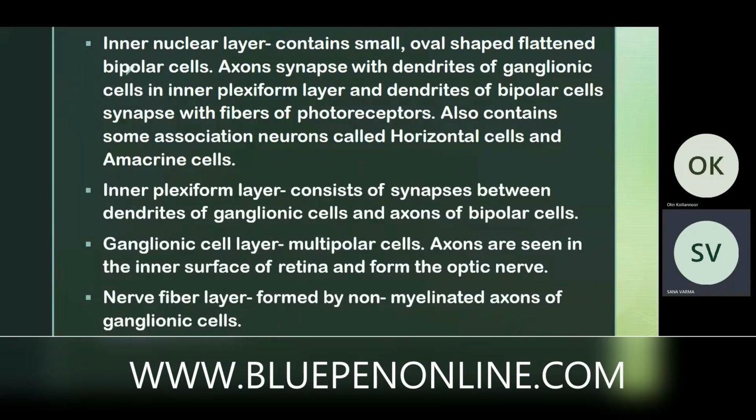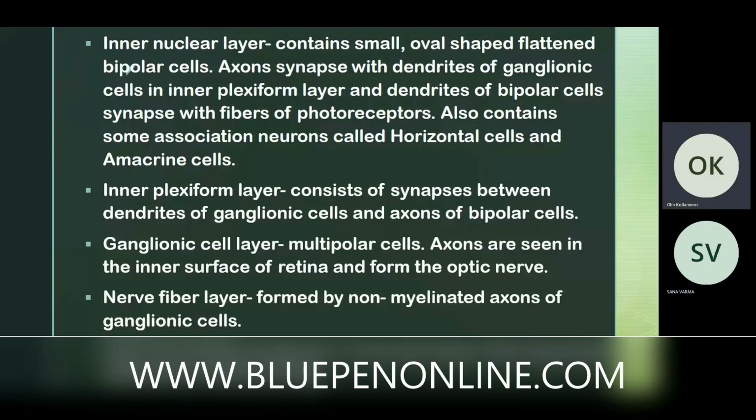And the previous ones, outer plexiform layer, then outer nuclear layer, then photoreceptor layer, and the pigmented epithelium, all of these form the pigmented retina. Is it clear? Okay. And the last one is the internal limiting membrane, which is the innermost layer that separates retina from vitreous body. So the vitreous humor and the innermost layer, or the nerve fiber layer of retina, is separated by this internal limiting membrane. Okay, so these are the layers.